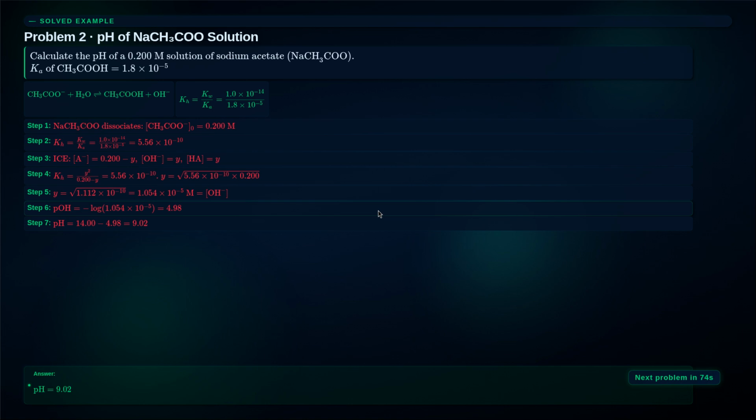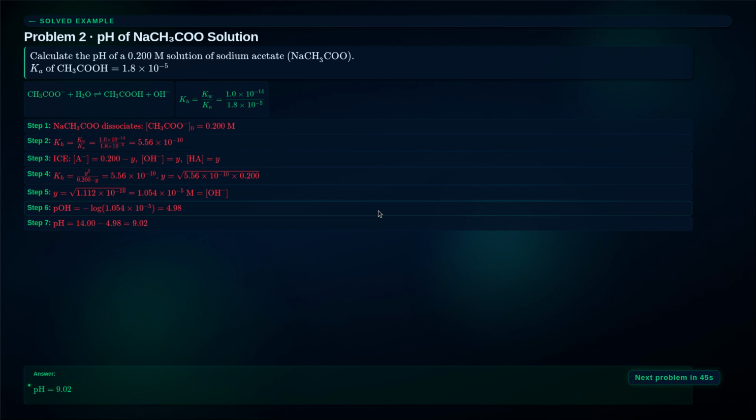OH minus is Y. Acetic acid is Y. Step 4. Kh equals Y squared over 0.200 minus Y. Since Kh is very small, approximate. Y equals square root of 5.56 times 10 to the negative 10 times 0.200. Step 5. Y equals 1.054 times 10 to the negative 5 molar, which is the OH minus concentration.